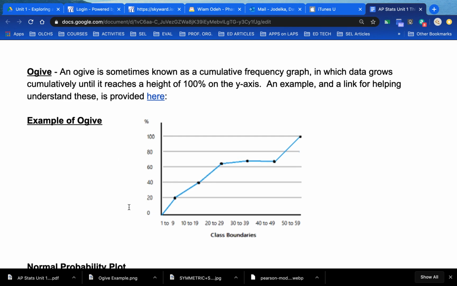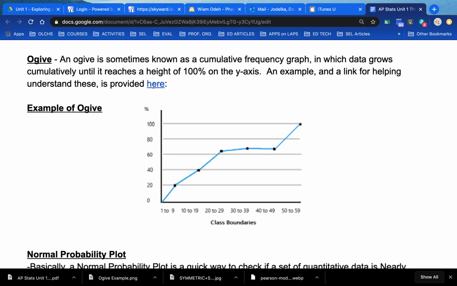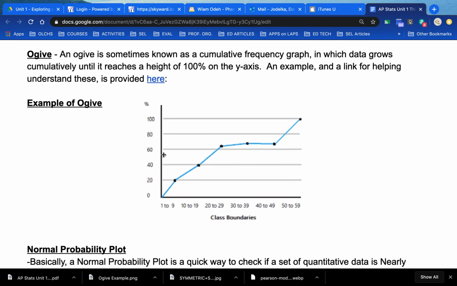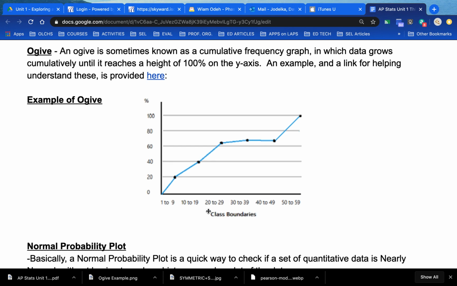We made one of these in class, but if you want to see an example of it, I would click on the link there. Again, not that you'd have to make one of these on the test, guys, but to know how to read one, to understand that this is the cumulative growth over time, okay?